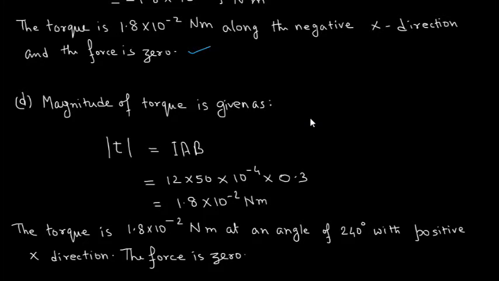The magnitude of torque is given as modulus of torque equal to IAB. Putting the values of I, A and B, and upon solving we get 1.8 multiplied by 10 to the minus 2 Newton meter. The torque is 1.8 multiplied by 10 to the minus 2 Newton meter at an angle of 240 degrees with the positive x direction. The force is 0.